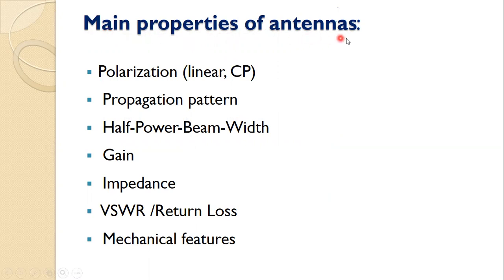What are the different properties of antennas? It exhibits different properties. They are called fundamental parameters. First one is polarization. Second one is radiation pattern or propagation pattern. Third one is half power beam width. Then gain, impedance, VSWR, return loss, then mechanical features.